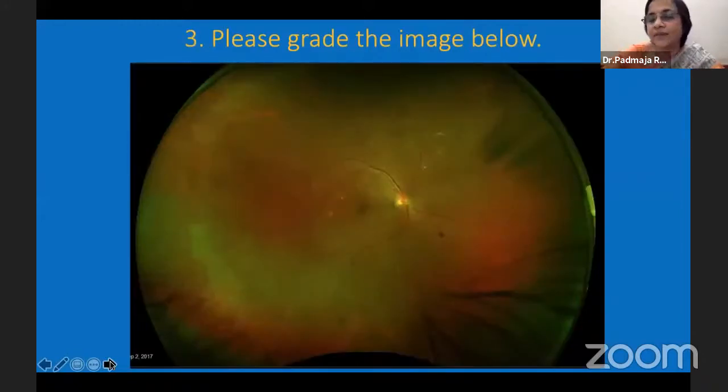Please grade the image below. This is a wide field fundus photography. One important prerequisite for diabetic retinopathy grading is that a single posterior pole fundus photograph is also enough. If you have a wide field fundus photography, you can accurately mention, but that is not a prerequisite, because 90% of your diabetic retinopathy lesions will occur in the posterior pole alone.